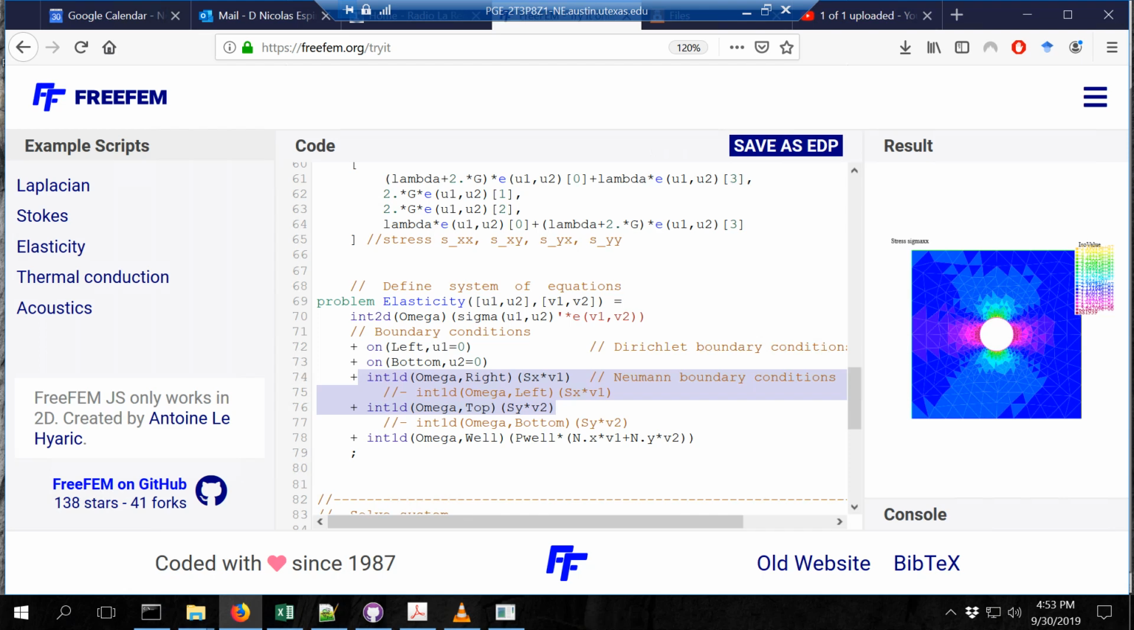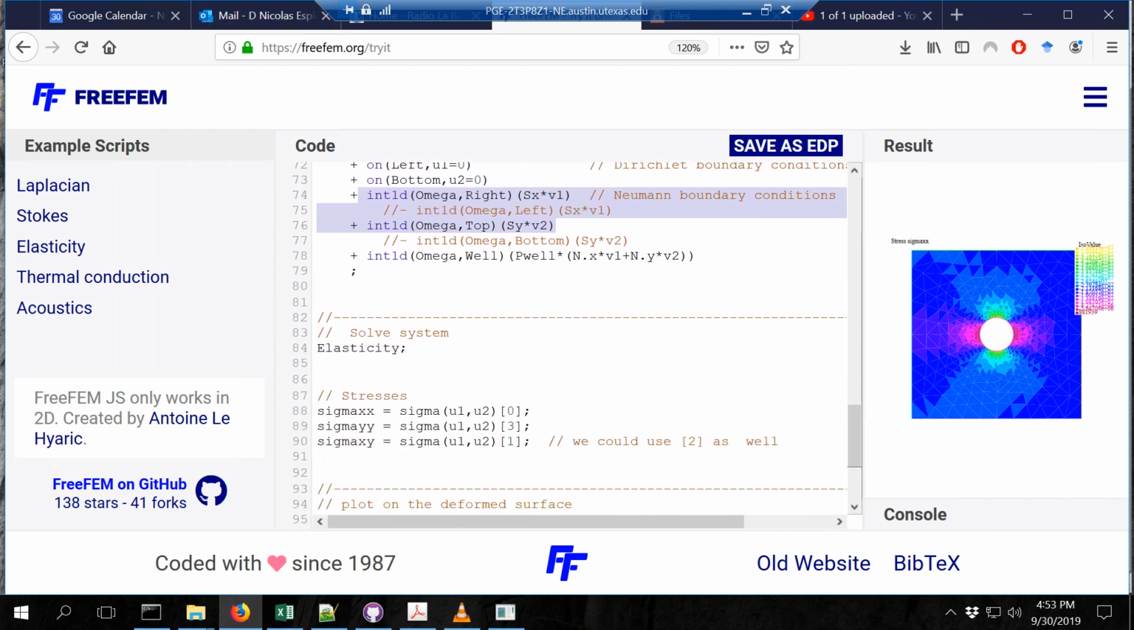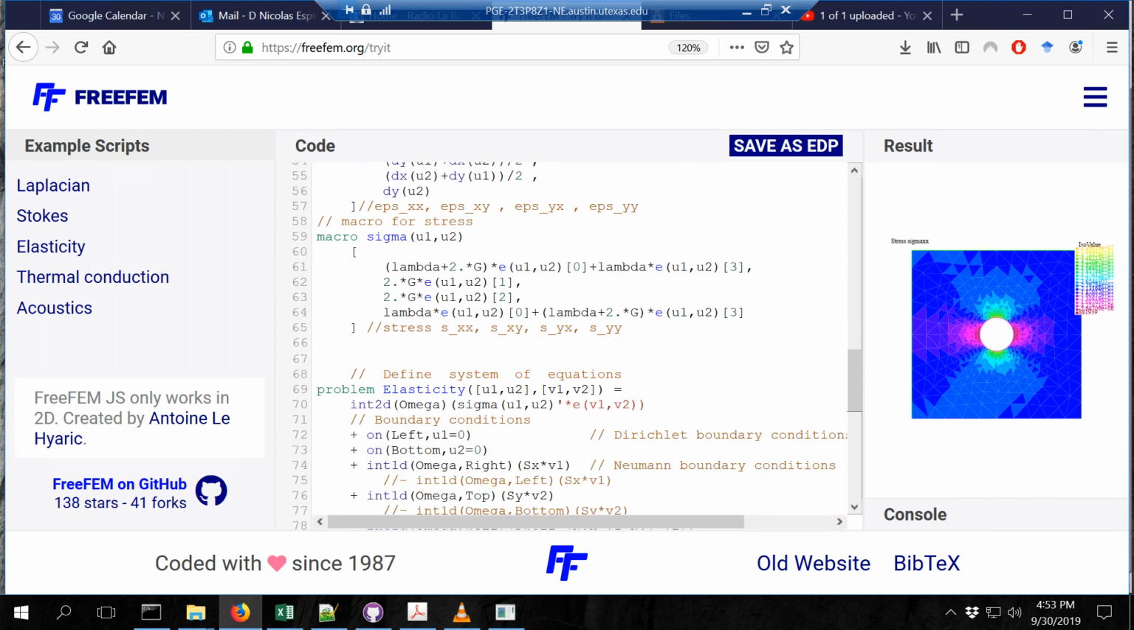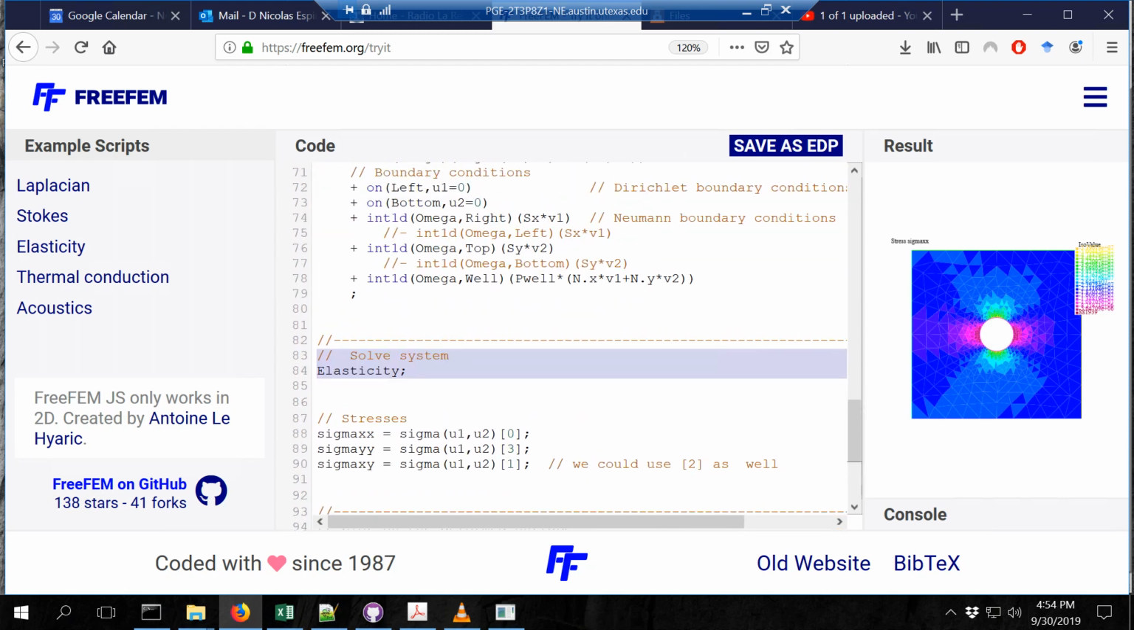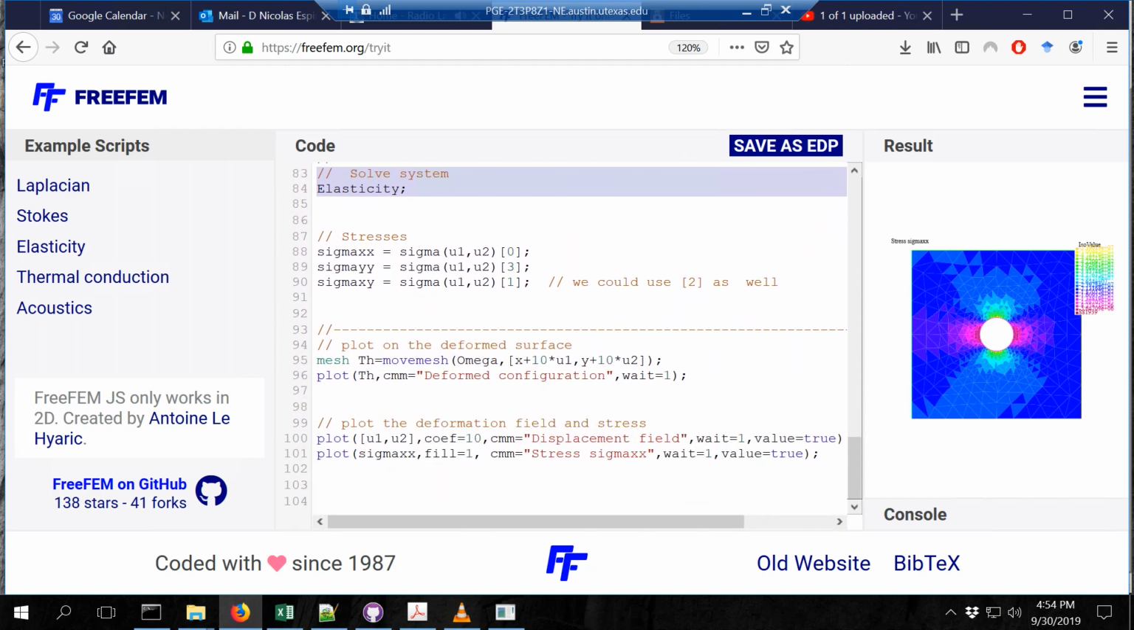Right, and then that's the end of defining the problem. After that, you just tell the software to solve the problem, and notice that the problem was called elasticity. So if you call elasticity, it's going to solve it. And the next thing is, just for convenience here, call it sigma xx, sigma yy, sigma xy. And the next step is just to plot the results.